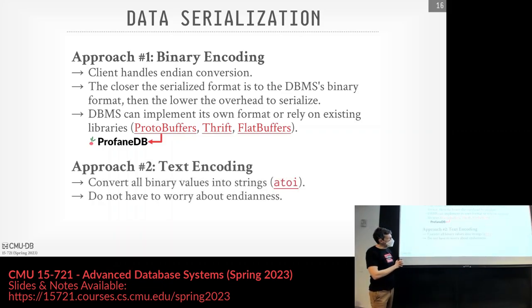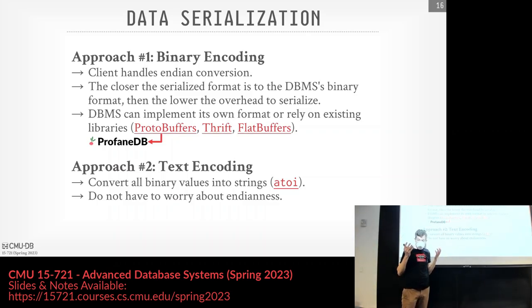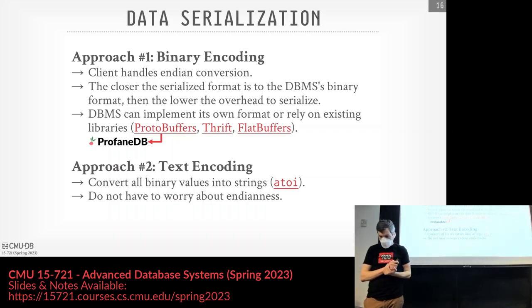So the other alternative is to do text encoding. The idea here is that the database system can store all the data natively in a binary format, but when it goes over the wire protocol, we're always going to convert it into strings, like using the atoi C function. And then the client driver is responsible for doing the reverse of that, converting the text strings back into whatever the binary data that ODBC or JDBC needs, right?